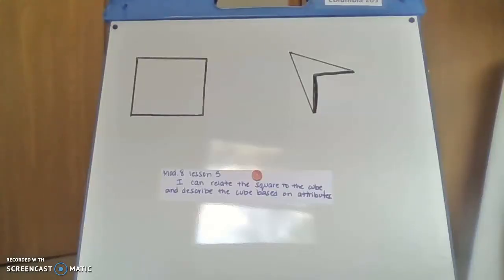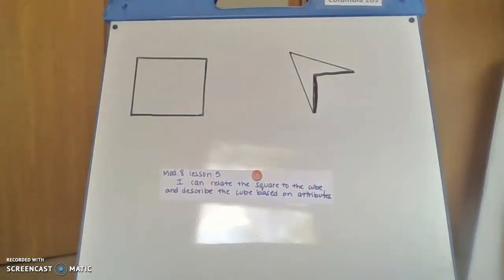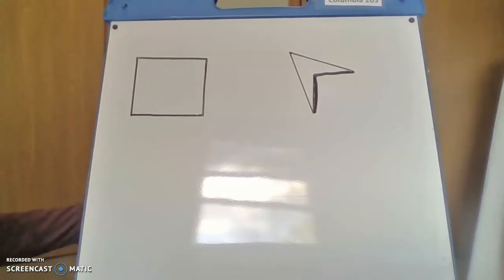All right, so again, today is Thursday, May 21st. We are on Module 8, Lesson 5. And your learning target says, I can relate the square to the cube and describe the cube based on attributes. So there's a lot of different things we're going to be doing today. The first thing I wanted to talk about was what I mentioned before, and we're going to talk about angles first.